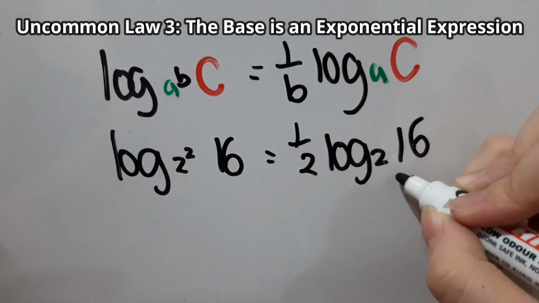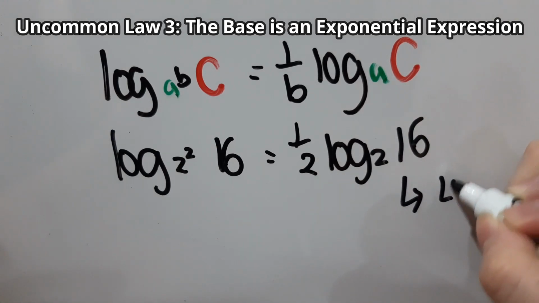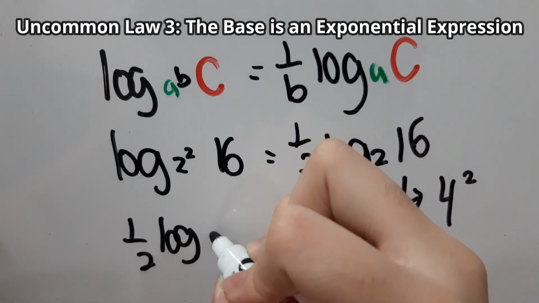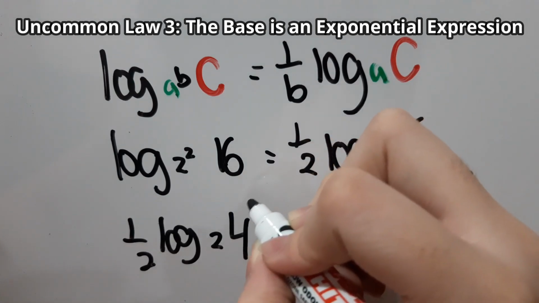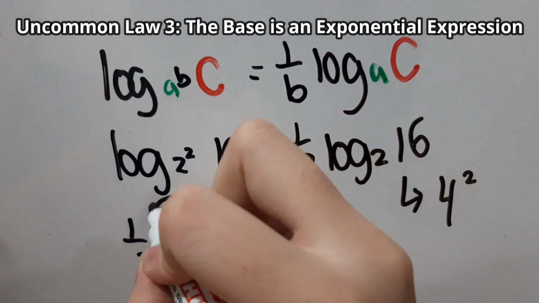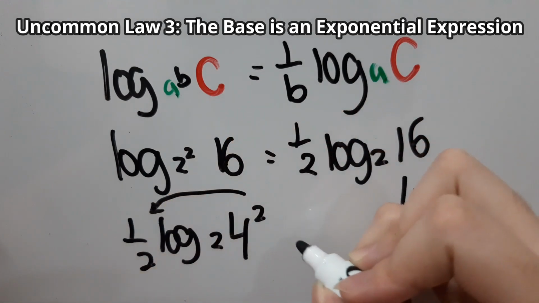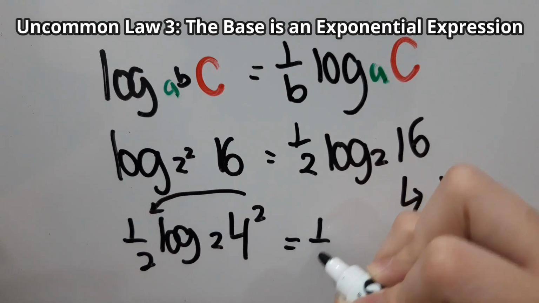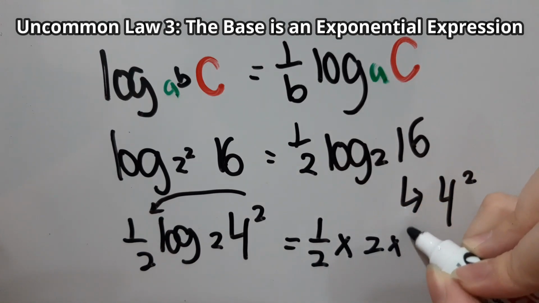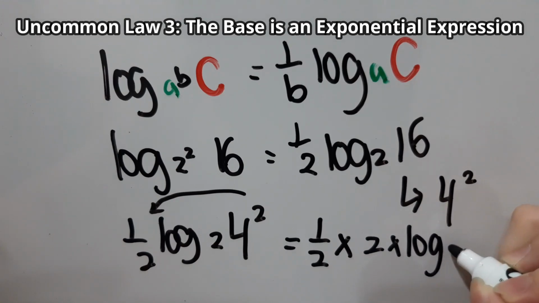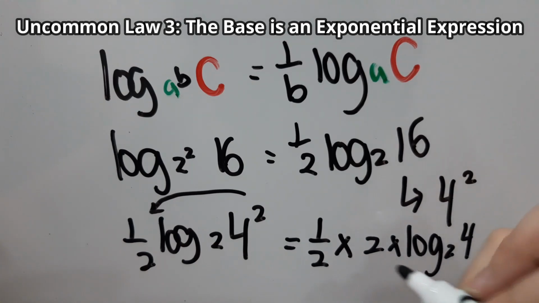Notice that the result can also be expressed exponentially. We have half log base 2 of 4 to the power of 2. The power of the result can also be moved to the front as it is. Moving 2 to the front, we have half times 2 log base 2 of 4, and the coefficients cancel out, leaving log base 2 of 4, equating to 2.